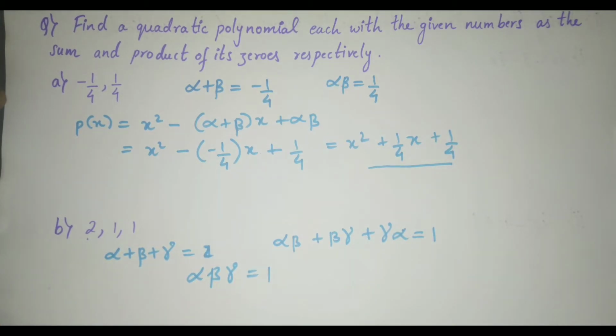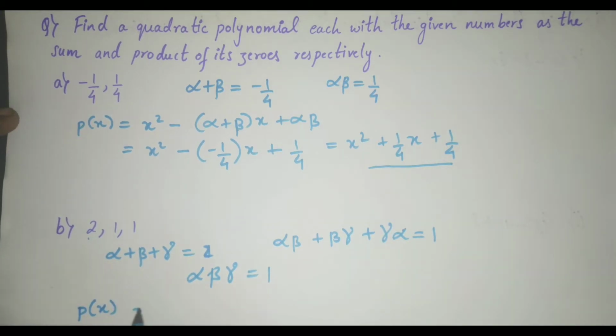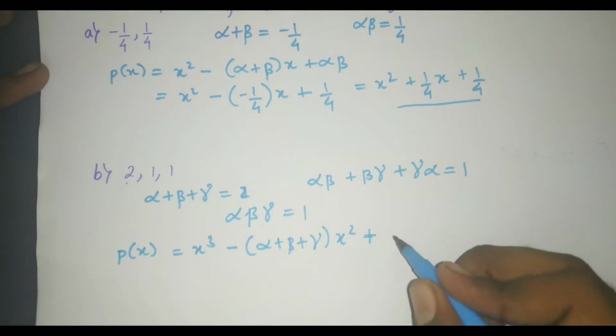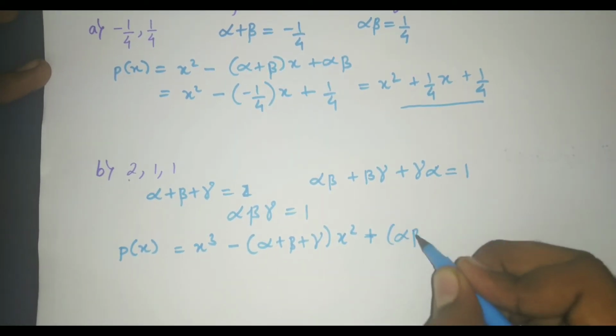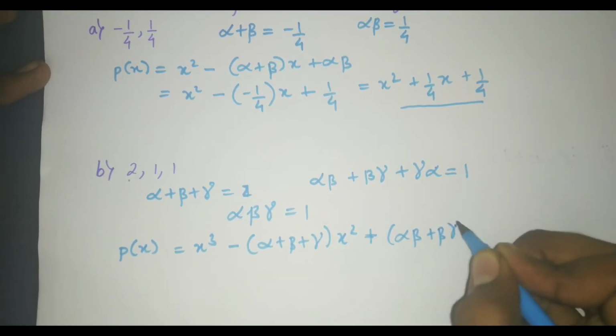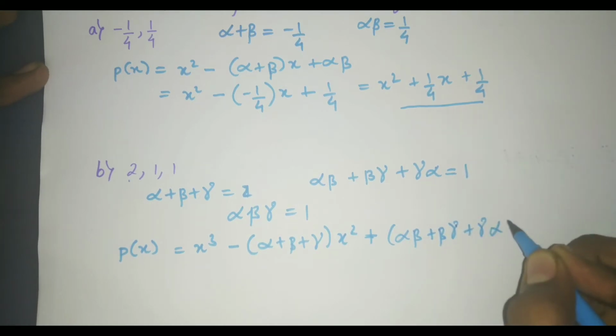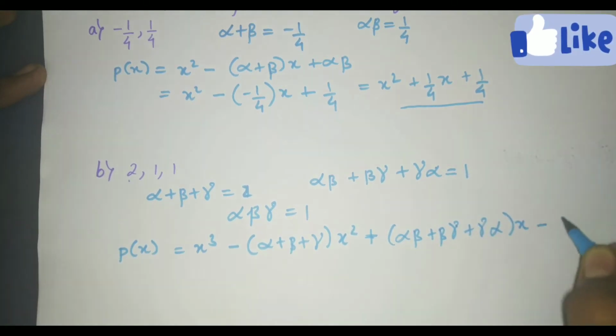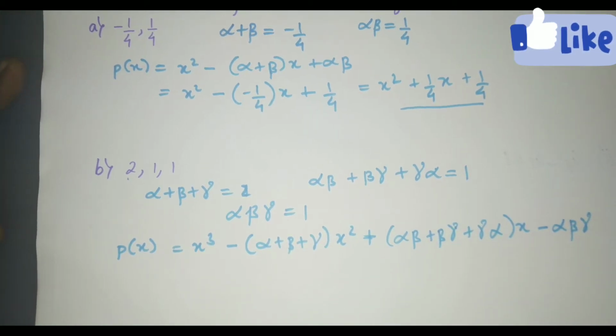Now how do we form the cubic polynomial? We know the formula: p(x) is equal to x cube minus (alpha plus beta plus gamma) into x square plus (alpha beta plus beta gamma plus gamma alpha) into x, then minus alpha beta gamma, the product of the roots. This much you have to write.